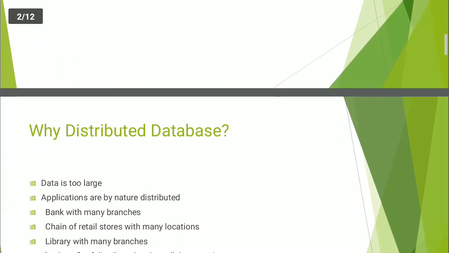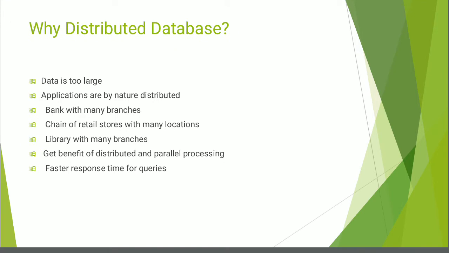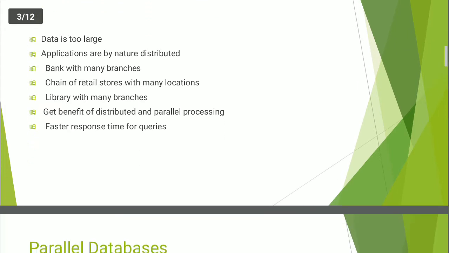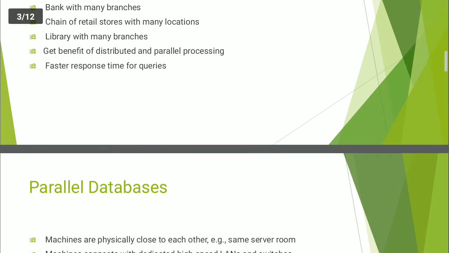in small time. So basically, why distributed database? Why should we use it? As we know, the data which we are saving is huge in amount. So if we save it on one system, it will take a large time to process it, thus making our system slow. For example, if one bank has many branches, each branch's data is saved on a different system, so that while processing the data of one person, it is processed on that branch only. Other examples are a chain of retail stores with many locations, a library with many branches, etc.